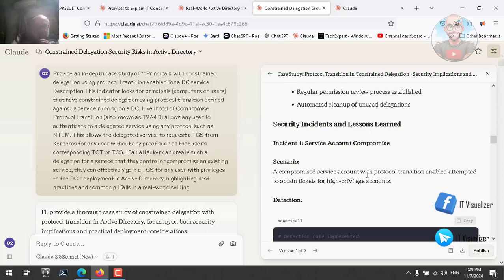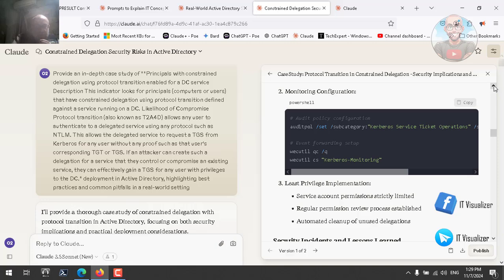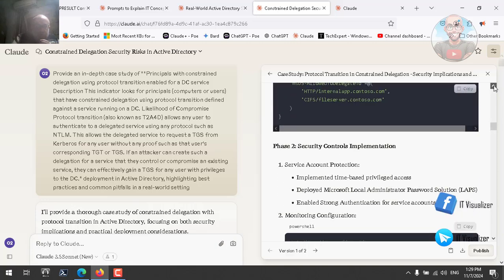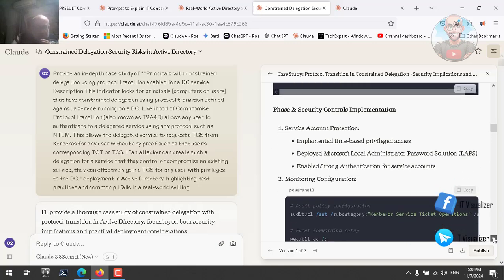Now he's talking about a compromise. A compromised service account with protocol transition enabled attempts to obtain tickets for a high privilege account. So he's talking about a compromise of an account, even though he's giving us the steps to protect this account. I think the deployed labs account here is not correct. I think this is for local accounts. Maybe there is a user or local administrator account that is used to run a service, which is not recommended. So I think this can go.